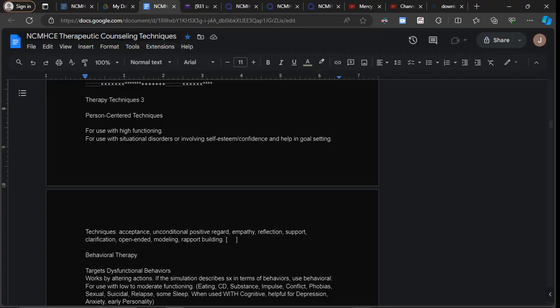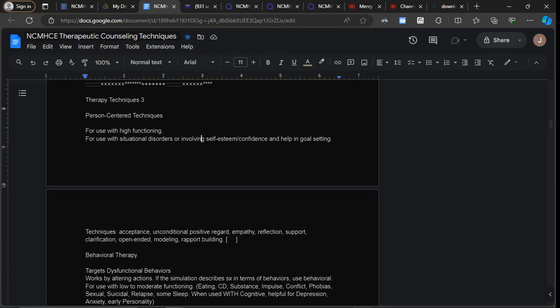Therapy techniques. Person-centered techniques are for use with high functioning clients, for situational disorders, or those involving self-esteem, confidence, and help in goal setting. Techniques include acceptance, unconditional positive regard, empathy, reflection, support, clarification, open-ended questions, modeling, and rapport building.